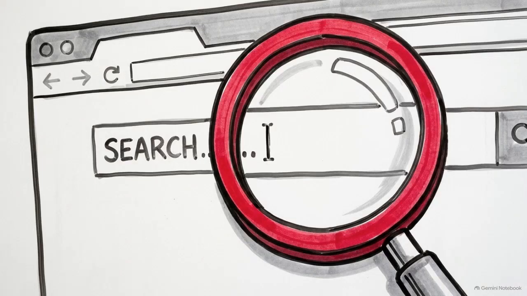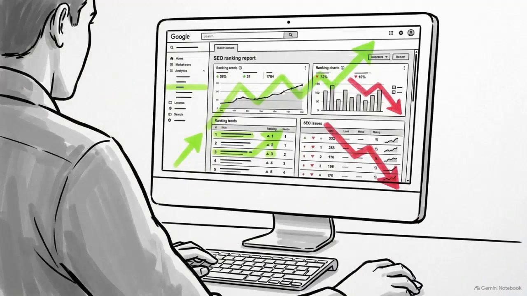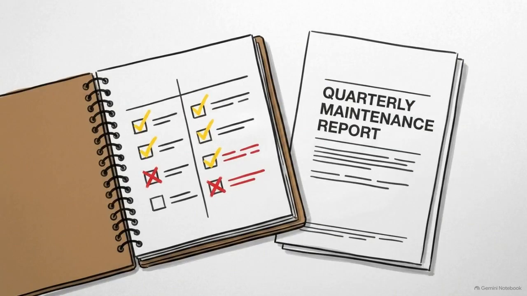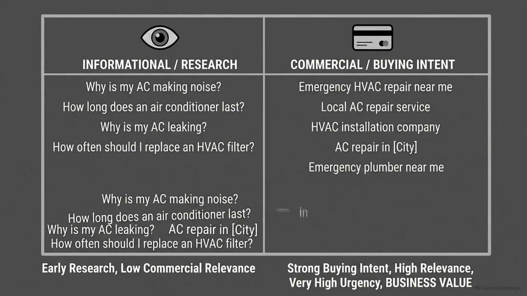True SEO performance is measured by qualified business opportunities. Step 1 is the keyword intent check. Open your ranking report and look directly at your top 10 ranking keywords. We need to evaluate the psychological intent behind what your visitors are actually typing. This diagram shows how you should group those queries. There is a critical distinction between informational searches and commercial searches.